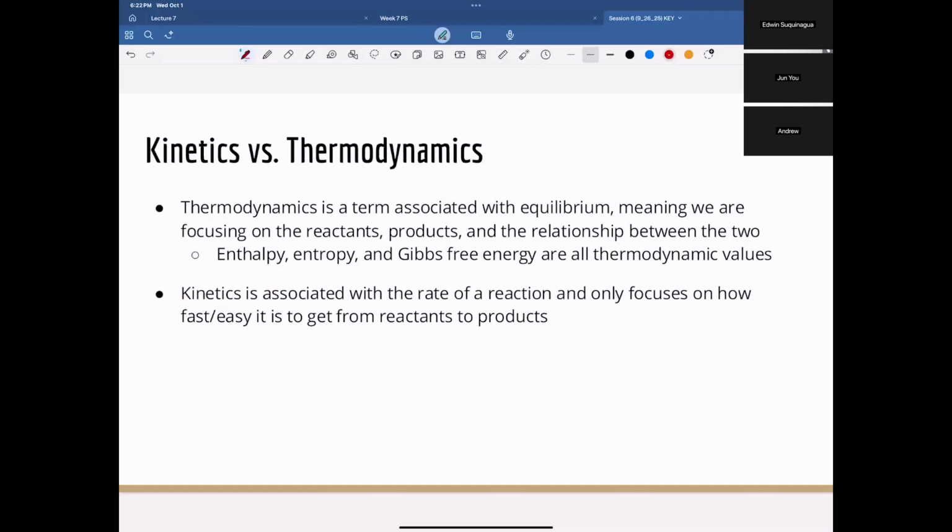Now that we talked about kinetics and thermodynamics, which is about spontaneity, it's very important that you know how to differentiate between these two. Like I said, thermodynamics is associated with spontaneity. In other words, it's looking at how likely the reaction is to proceed based on delta G and thermodynamic values such as enthalpy, entropy, and Gibbs free energy. On the other hand, kinetics is purely based on speed. How fast can the reaction occur, and what factors increase the rate of the reaction. All right.